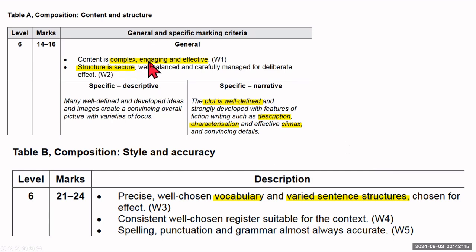We have a complex, engaging, and effective story where the structure is secure, the plot is well defined. We have all the 5 parts of the story arc. We have plenty of description, some characterization, an effective climax, plenty of vocabulary, and also varied sentence structures. So we should be able to get a good score.